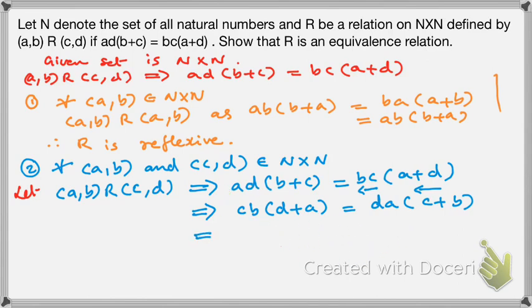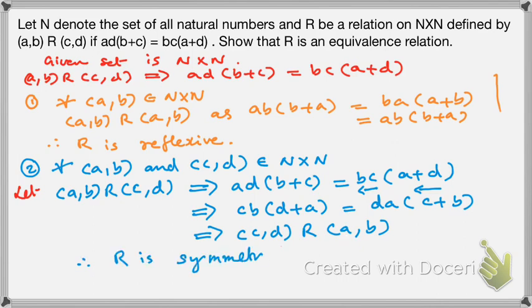And this is exactly what we are looking for. We just write what we are looking for: (c, d) related to (a, b). So, since it comes the other way around, it is symmetric. So, R is now symmetric.